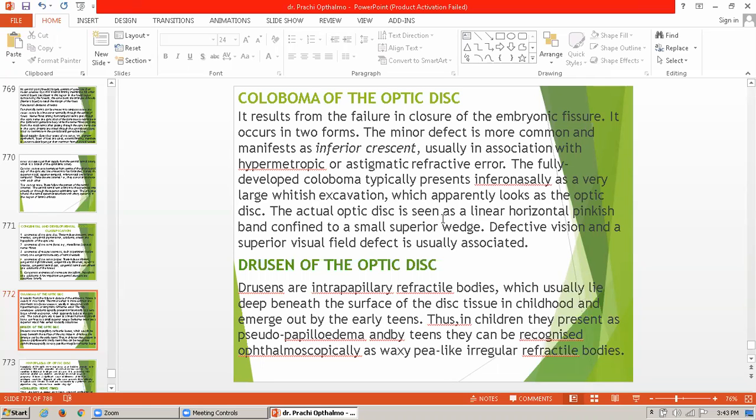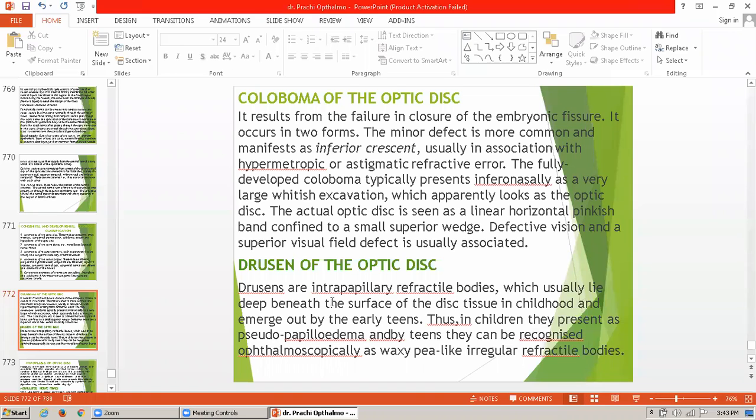Then the optic disc is seen as a linear horizontal pinkish band which is confined to a small superior ridge, and this defective vision and a superior visual field defect is usually associated. Then drusen of the optic disc.